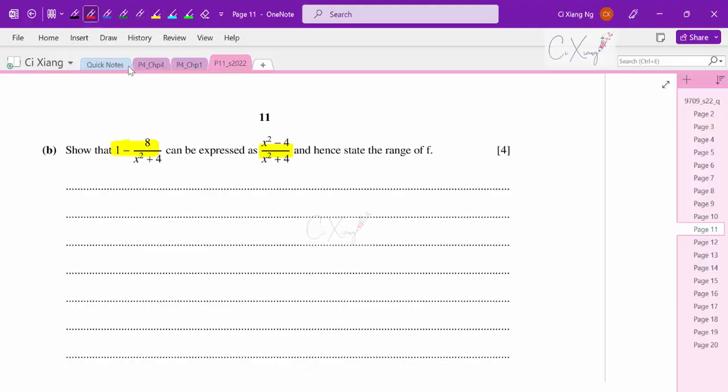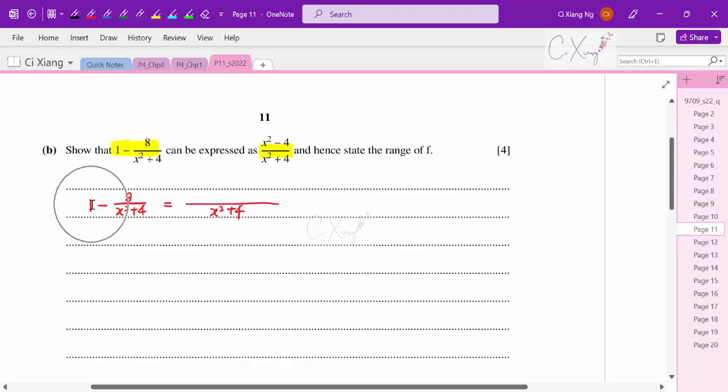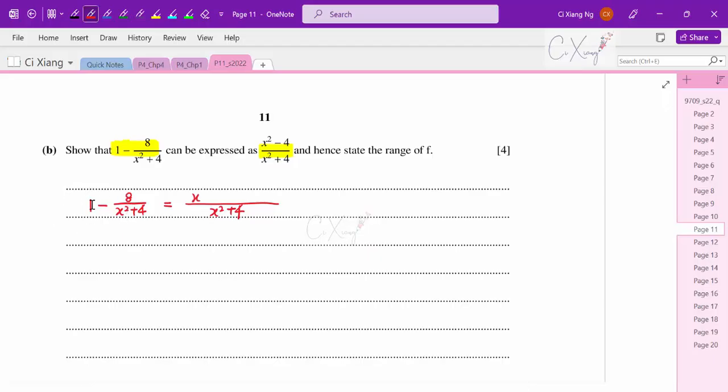Alright, so if they give us 1 minus 8 over x squared plus 4, and we would like to change it to become one fraction, basically we are going to make the denominator the same. And after that, we combine them together. If I make the denominator the same, I will have x squared plus 4 as the denominator. For this one, I will multiply it with x squared plus 4, and then minus 8. And this is how we get the expression that they want us to show.